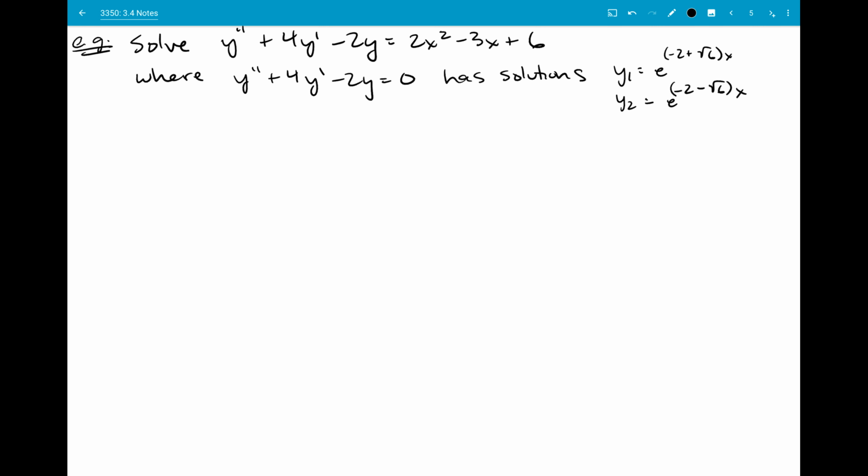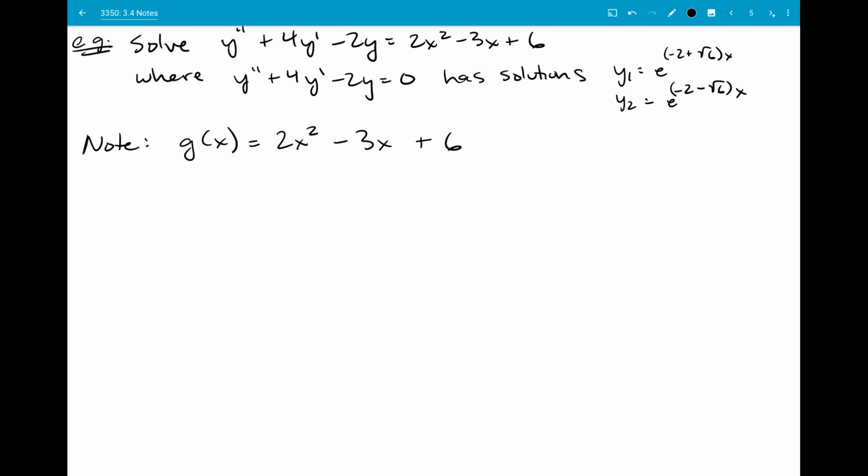And I've just given those solutions because the thing we're really interested in this section is how to find solutions that match the right-hand side of the equation. So using that notation, when we introduced this method, our g of x is going to be 2x squared minus 3x plus 6.